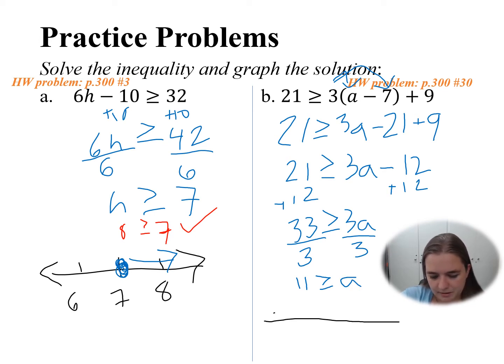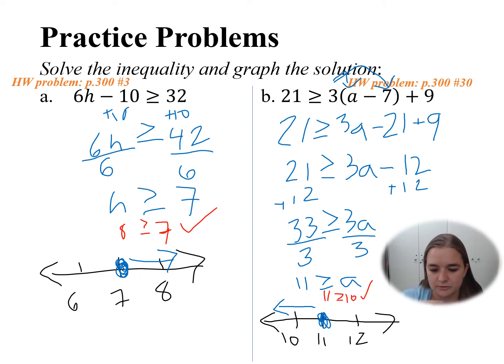Create my number line, centered at 11. And in this case here, I have a closed circle. I see that I have that or equals to piece. And I want 11 to be greater, so I want all values smaller than 11. I can do that with a little quick check. If I plug in 10, I get 11 greater than or equal to 10. Yes, that's true. I shade the side that's true.